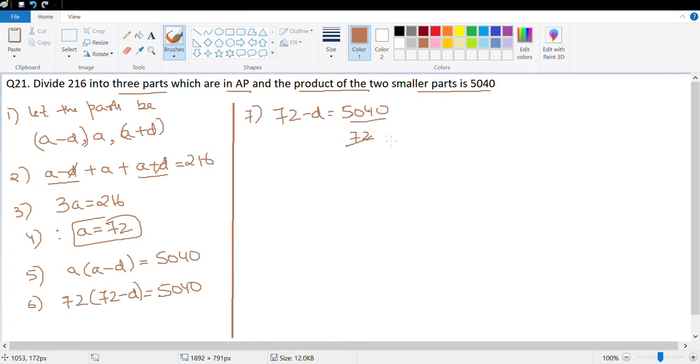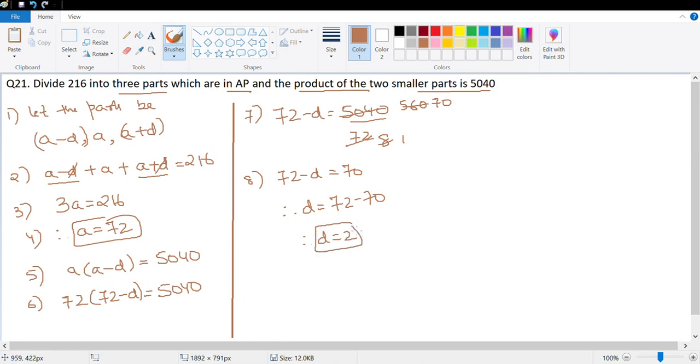So that's 9 into 8, and this will be 9 into 5 is 45, 54, so 9 into 6 is 54, 0. So 8 into 7 is 56, 0. What we have is 72 minus d is equal to 70. Therefore, d is equal to 72 minus 70. Therefore, d is equal to 2.